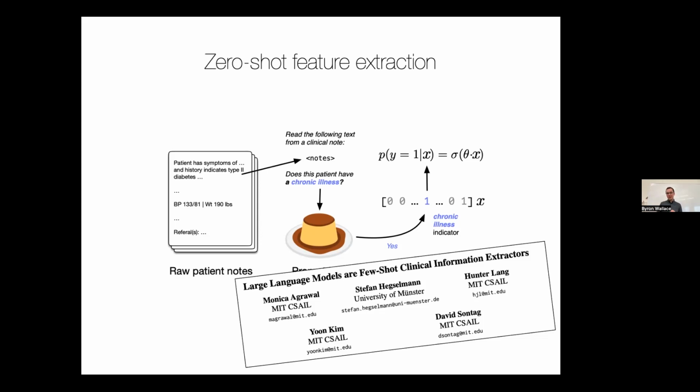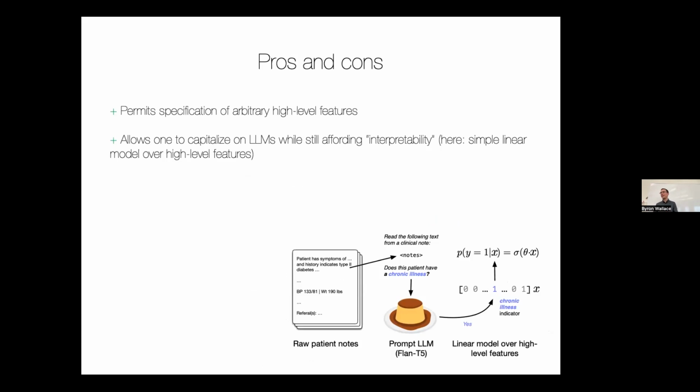So we're thinking about the end-to-end system where you're building a linear model on top of these features, as opposed to just doing data extraction. I think this is an interesting hybrid, and it has pros and cons. The pros: it permits specification of arbitrary high-level features, so your domain expert can ask whatever they want. This is also kind of a con, but I'll talk about that in a second. And it allows you to capitalize on these large language models while still affording some type of interpretability.